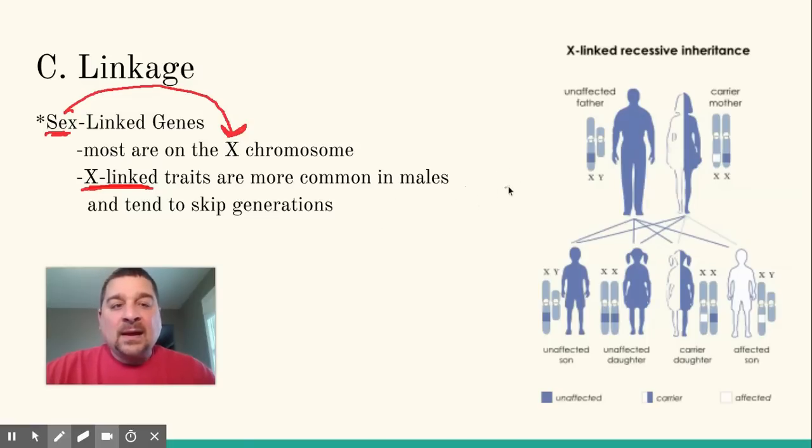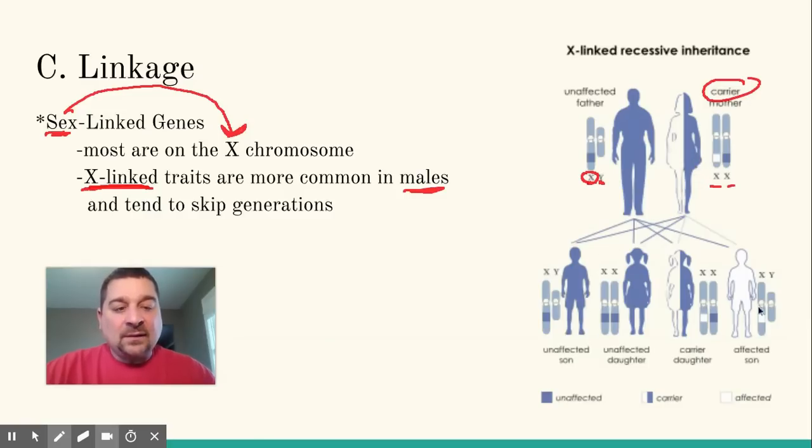And it has a unique pattern of inheritance because X-linked traits tend to be more common in males, because males have a Y chromosome and only one X chromosome. So if they get that disorder, it shows up. Females have two X's. You see here the white is the disorder. So the female will tend to be a carrier, because they have a normal gene on the other X to cover it up.